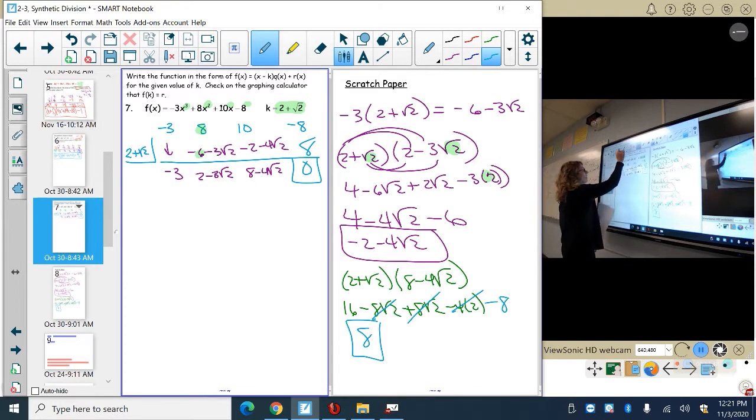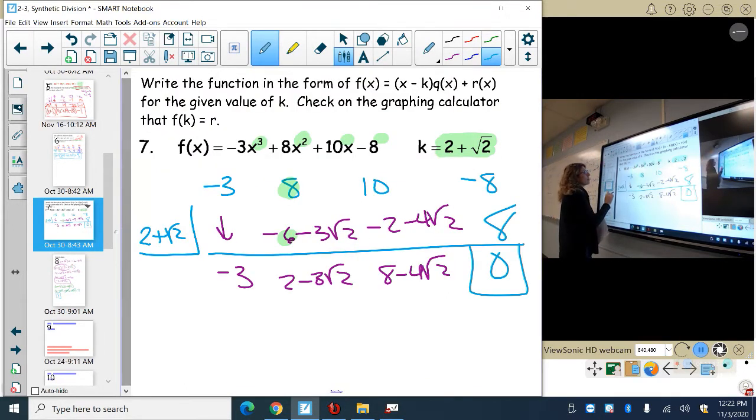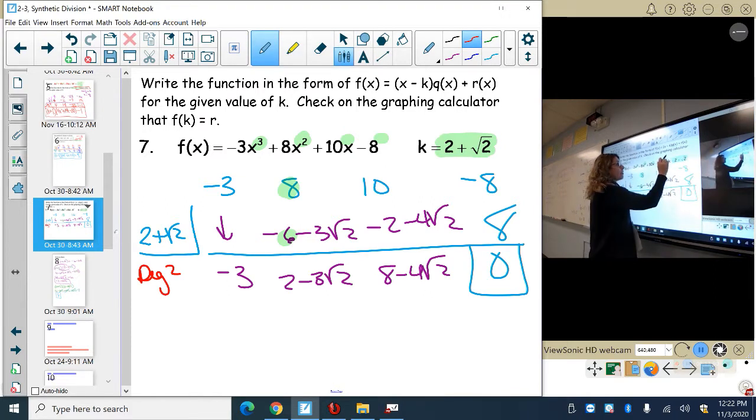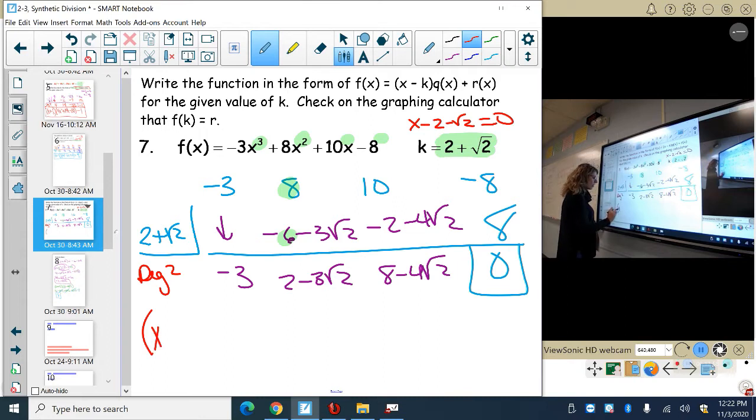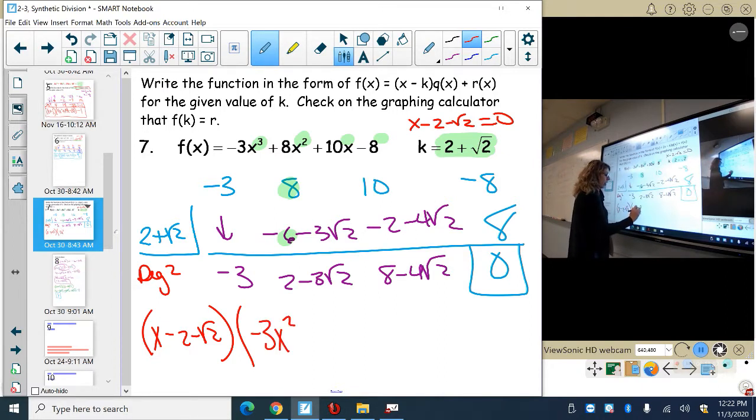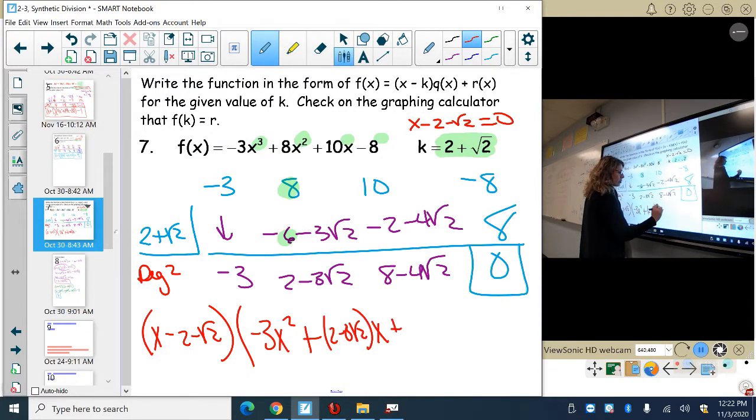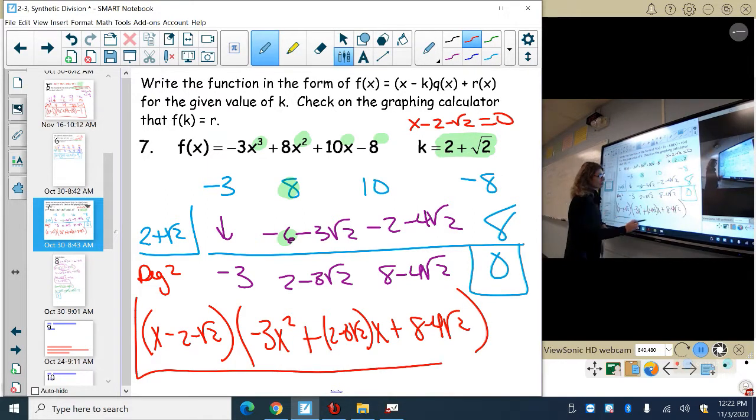So how do I write this? Well, my brain needs to first understand that this is going to be a degree of 2. And I have to bring over this 2 by subtracting and bring over this 2 by square root of 2 by subtracting, and that equals 0. So what goes in my parenthesis is x minus 2 minus the square root of 2. That's the first parenthesis. The second parenthesis is going to be negative 3x squared plus 2 minus 3 square roots of 2 x plus 8 minus 4 square roots of 2. And then that is done because there is no remainder.